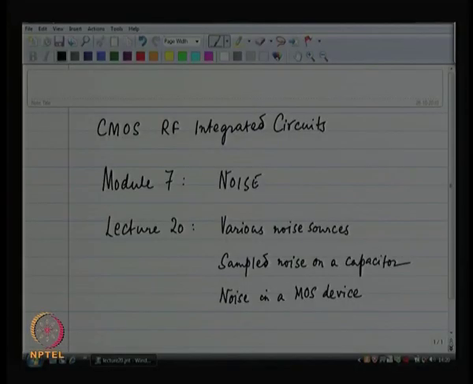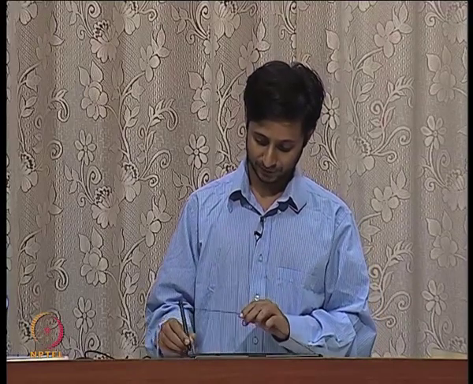Today we have started module 7. Actually, we started in the last class a little bit. We are going to talk about various noise sources, sampled noise onto a capacitor, and noise that we see in a MOS device. So, in the last class we had just about started this discussion.